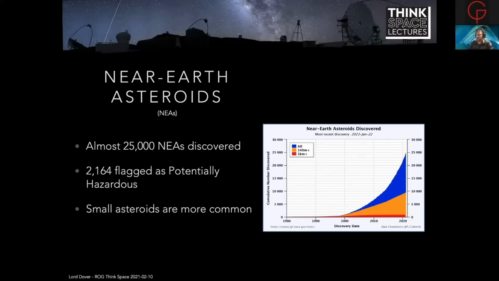And out of those 25,000, around 2,000 have been flagged as potentially hazardous. And that means they come close enough to us that there is a chance that they could hit us. And it also means that they're big enough that if they did hit us, it would do a bit of damage.